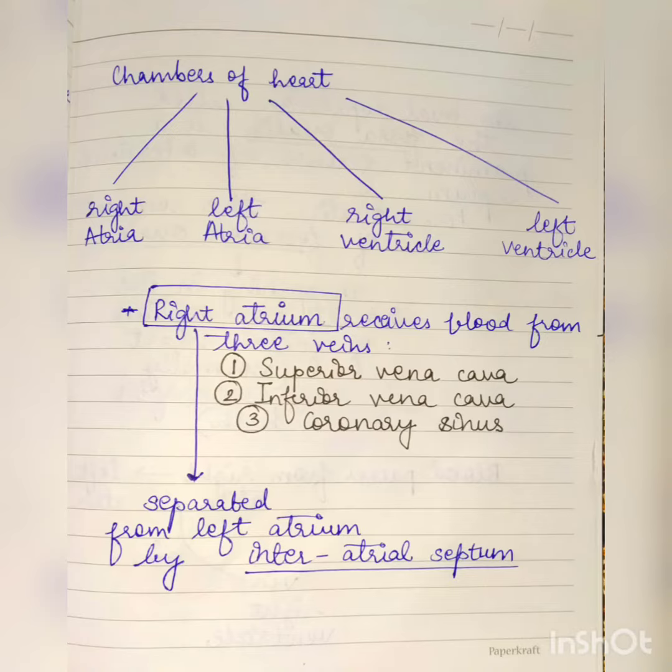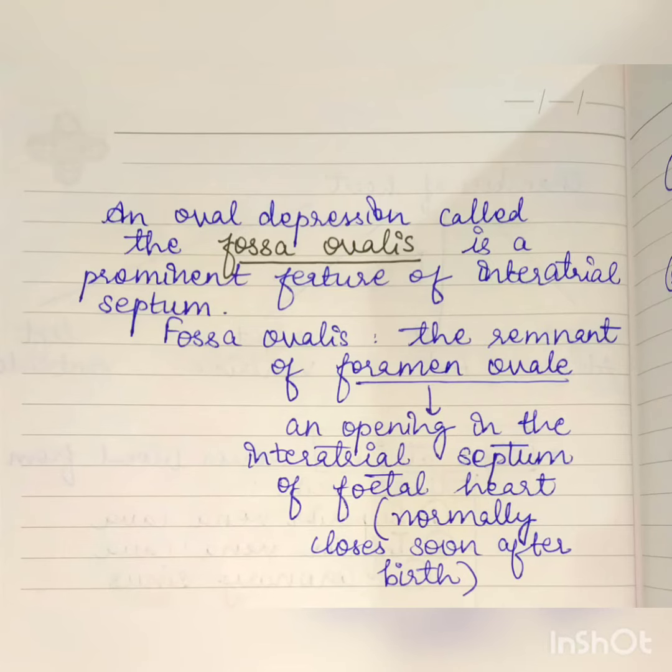The right atrium receives blood from three major veins, that are the superior vena cava, the inferior vena cava, and the coronary sinus. The right atrium is separated from the left atrium by the interatrial septum. Now, a very prominent feature of this interatrial septum is the fossa ovalis, that is an oval depression that is present. It is actually the remnant of the foramen ovale, that is an opening in the interatrial septum of the fetal heart, which normally closes soon after the birth.